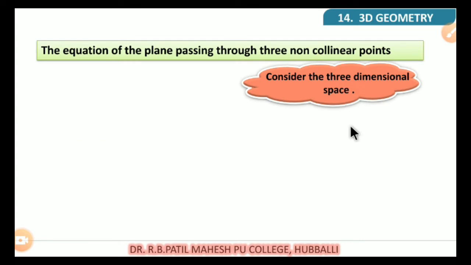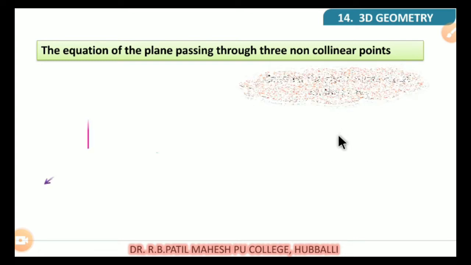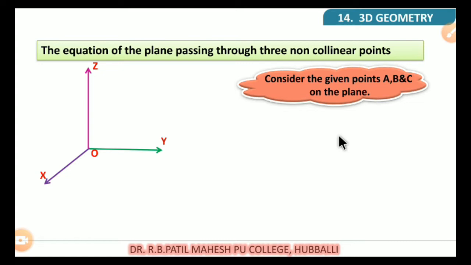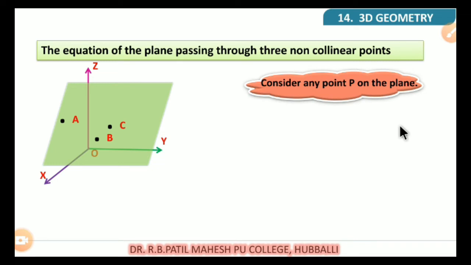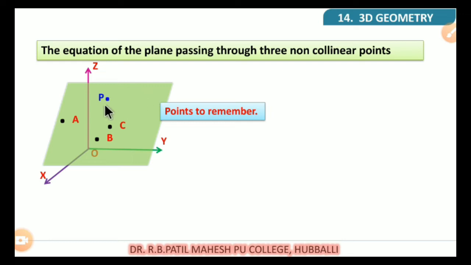Now let us consider the derivation for the plane, that is 3. The equation of the plane passing through three non-collinear points. Consider three-dimensional space having the coordinate axes x, y, z. The given points A, B and C are on the plane. These points are non-collinear, meaning they are not on the same line. Now consider any point P on the plane. So this is the point P here.